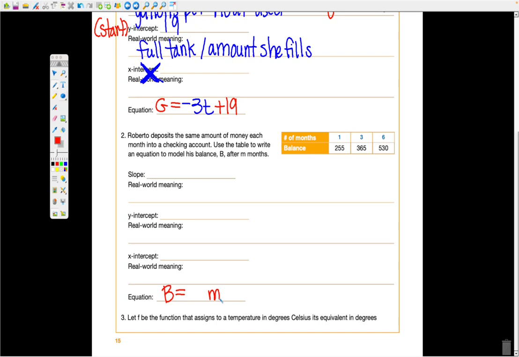I don't know why I jumped to that. Maybe I could have just started with the rest of it, but let me slow down talking. Slow. That's our rate. Y-intercept is where he starts. How do I find the slope?